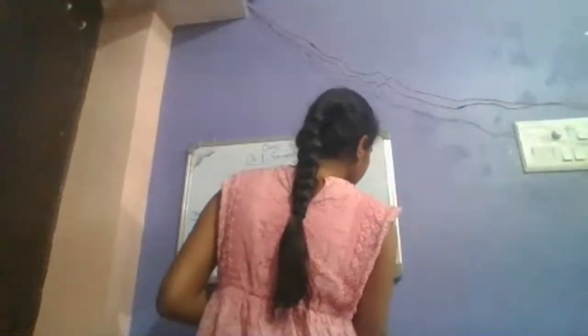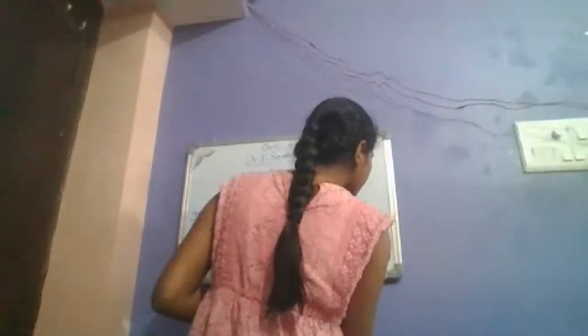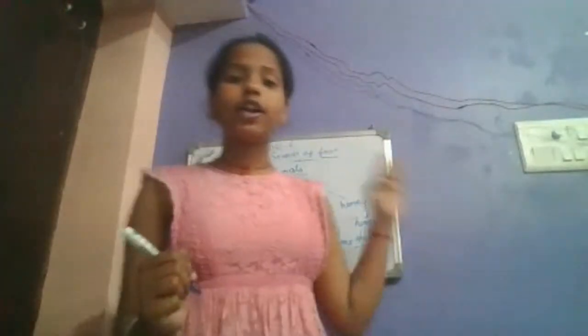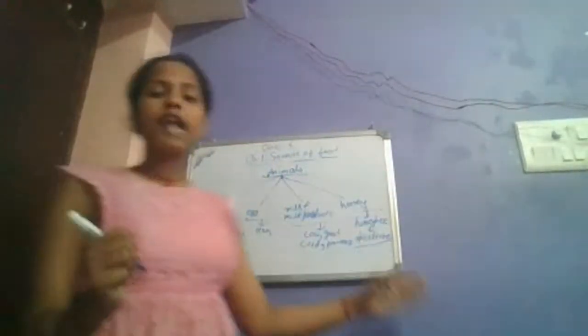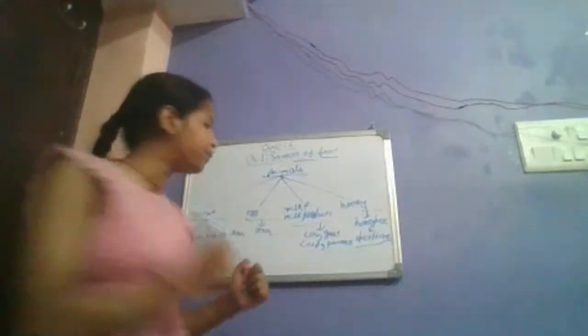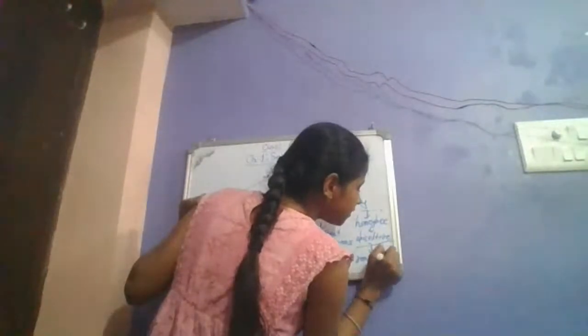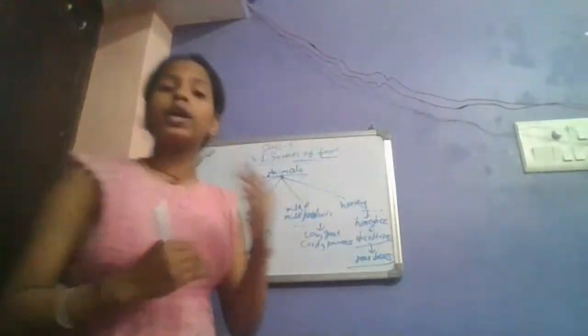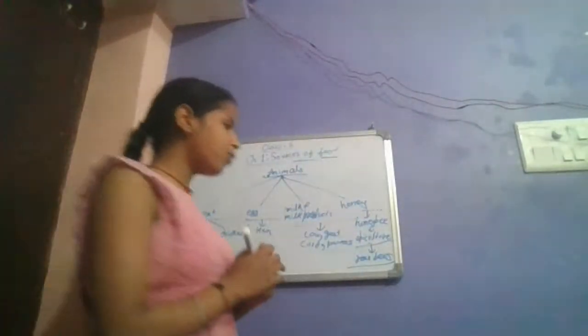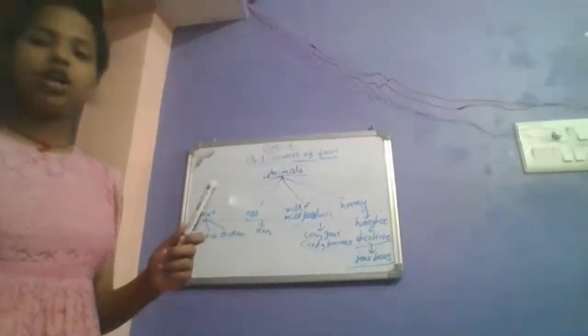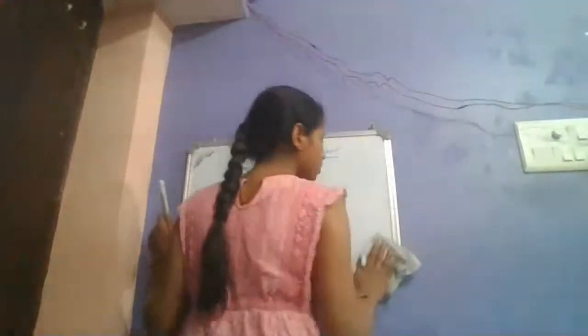Now, for honeybees, we do a special kind of culture called apiculture. In this kind of culture, we rear bees. Yes, we rear bees to get honey from them. Okay, so this is known as apiculture. So the animal part has also been completed.